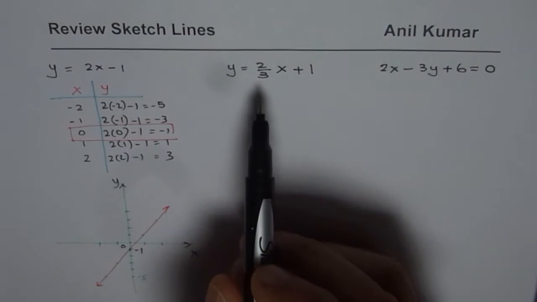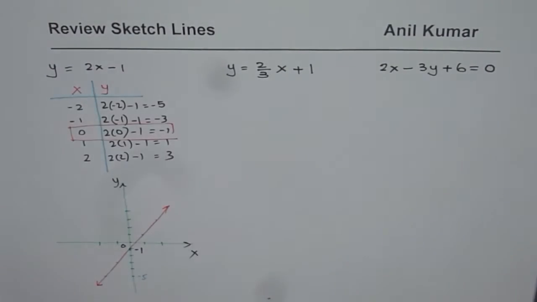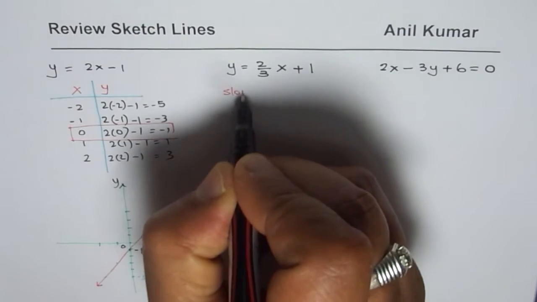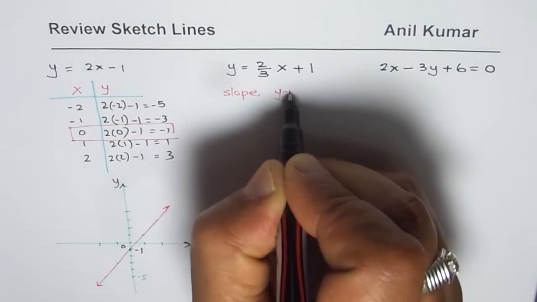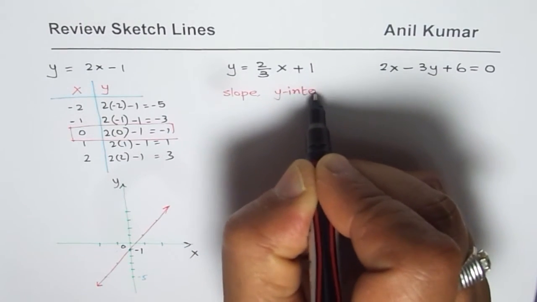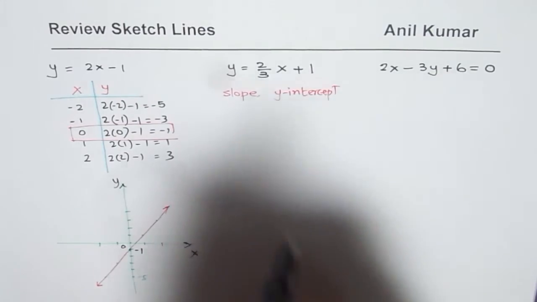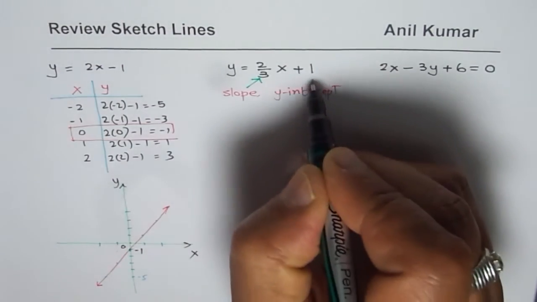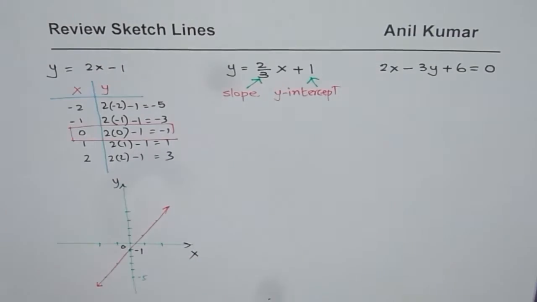So that is how you get your line. Now we'll explore the second equation, which is in slope-intercept form. So this equation is in slope y-intercept form, let me be very specific, in which 2/3 is the slope and the y-intercept is 1, correct?